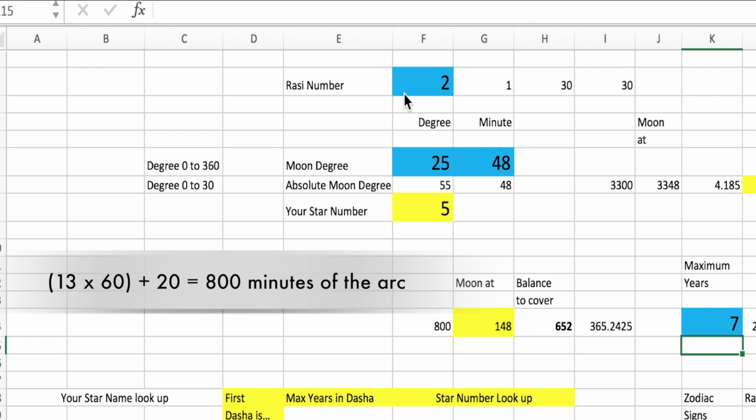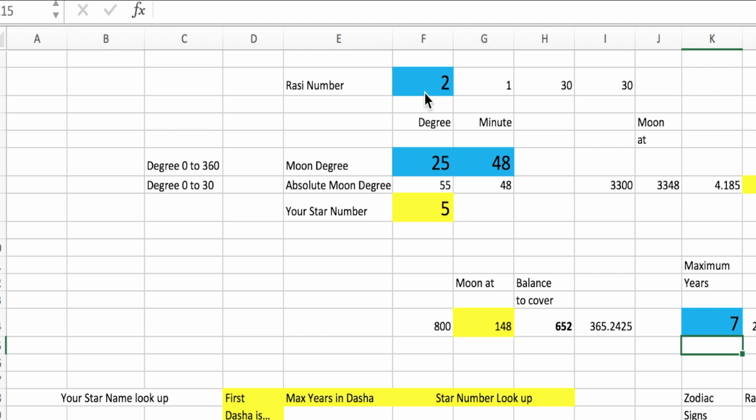That's because 13 into 60 plus 20, you get 800. So here I input the Rashi number as 2, and in this cell I subtract it by 1 to know how many Rashis it has already crossed, and that multiplied by 30 gives me 30. What I have to do next is input the moon degree and the moon minute. So I have entered here 25 48, but the rest is all automatic except, of course, the maximum number of years. The whole thing is automatic.